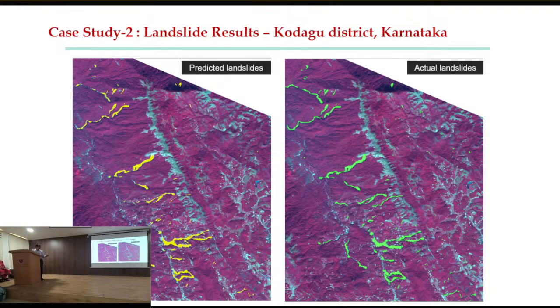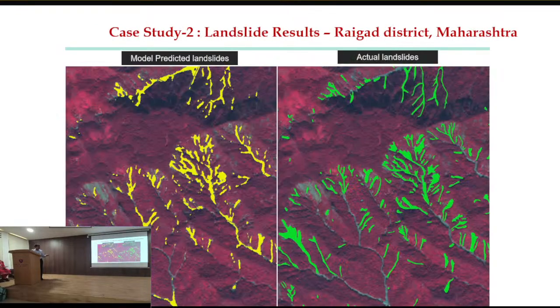In Raigad in Maharashtra, a similar study exists. The application is the same, but the study area has changed. This is the predicted landslide model compared to the actual occurrences. You can understand this as the correlation assessment.